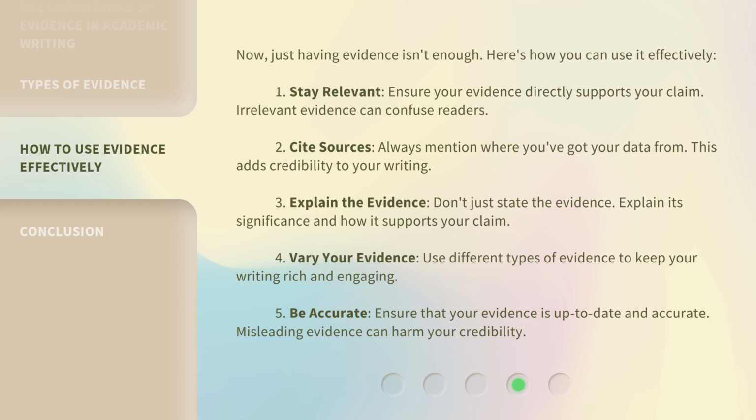3. Explain the evidence. Don't just state the evidence. Explain its significance and how it supports your claim. 4. Vary your evidence. Use different types of evidence to keep your writing rich and engaging. 5. Be accurate. Ensure that your evidence is up to date and accurate. Misleading evidence can harm your credibility.